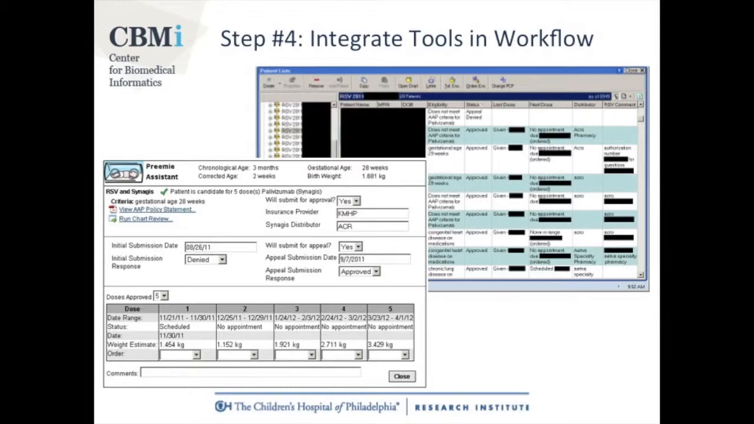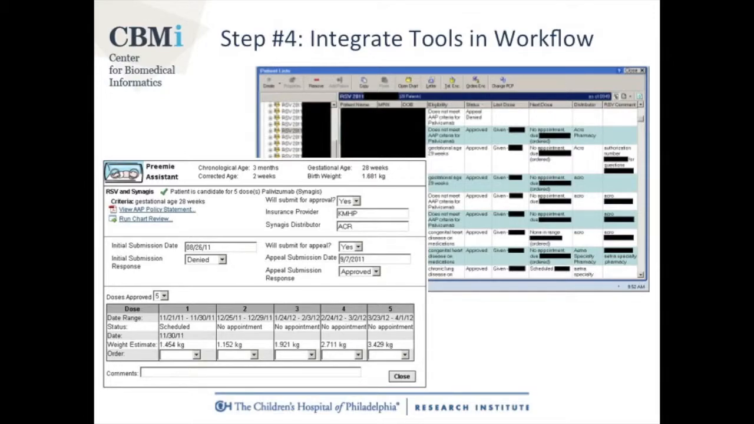In the foreground at the bottom left is the tool that we delivered to help the RSV coordinator with the patient who is in front of them at a particular time, that they were addressing at one particular moment. They can document their intention to refer for approval from the insurance company. They can document who would actually be providing the product through the Synergist distributor field. And then they can record whether they had to appeal that process. And all this can be tracked in one place for a given patient.